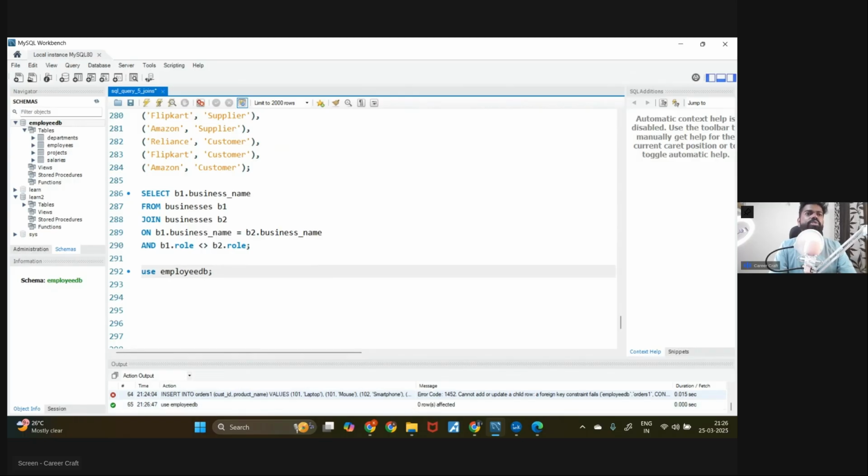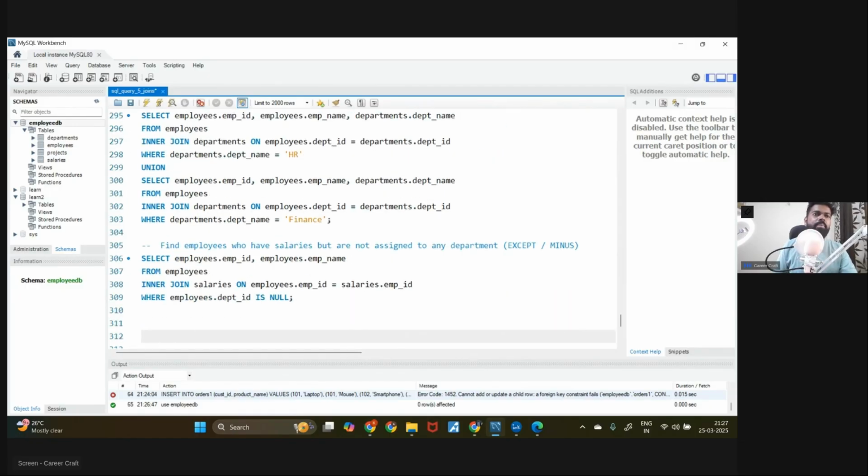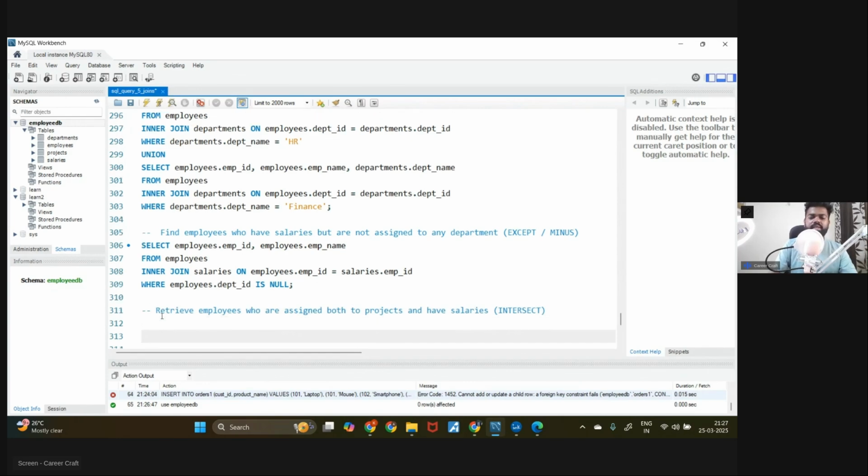Okay, very good. So the questions are, let's say: retrieve all the employees who are in HR or finance department. Please try to do this question. I will give the solution as well. So this is the solution. Then we have: find the employees who have salaries but are not assigned to any department. You can also try it. This is based on union and intersection that we have seen earlier. Retrieve employees who are assigned to projects and have salaries. You can try these questions whenever you have some time.